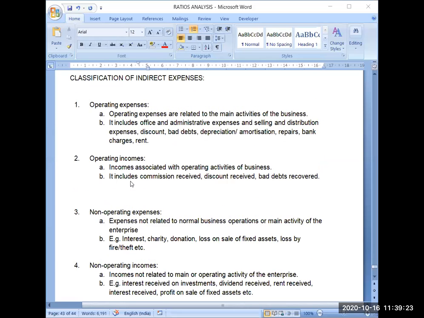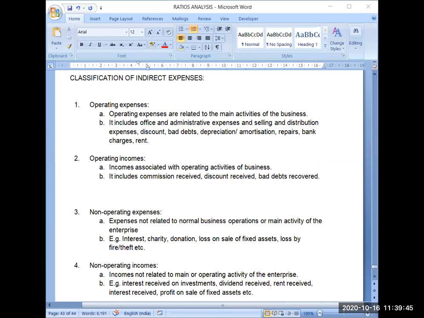You can take a screenshot of this for clarity about operating and non-operating expenses, and operating and non-operating incomes. This will make you more clear about these things. And you will need this topic also in the cash flow statement chapter. You should know in detail what operating expenses are.